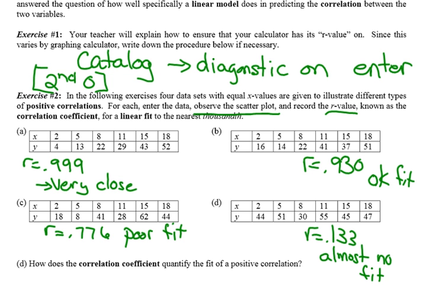Then for letter C, you have 0.776, and that's a poor fit. They're now really becoming spread apart. For letter D, you have a correlation of 0.133, because it did ask us to round to the nearest thousandth, and there's almost no fit. These points are so scattered that you can barely tell that there's even any type of relationship there.